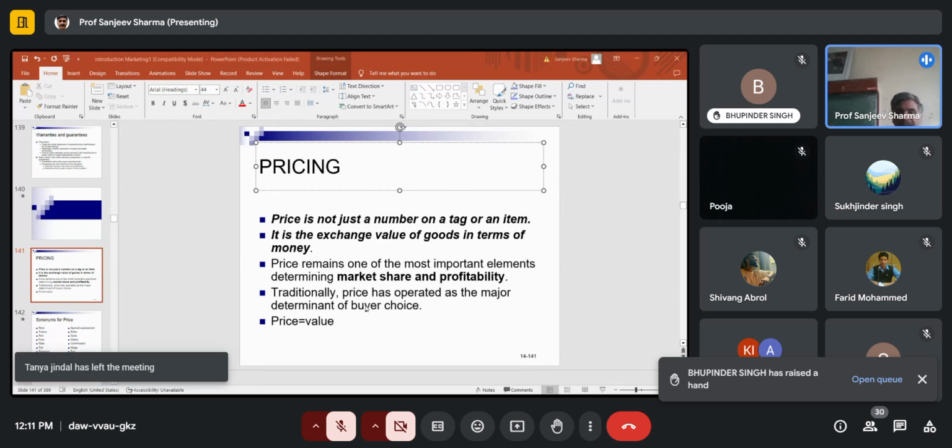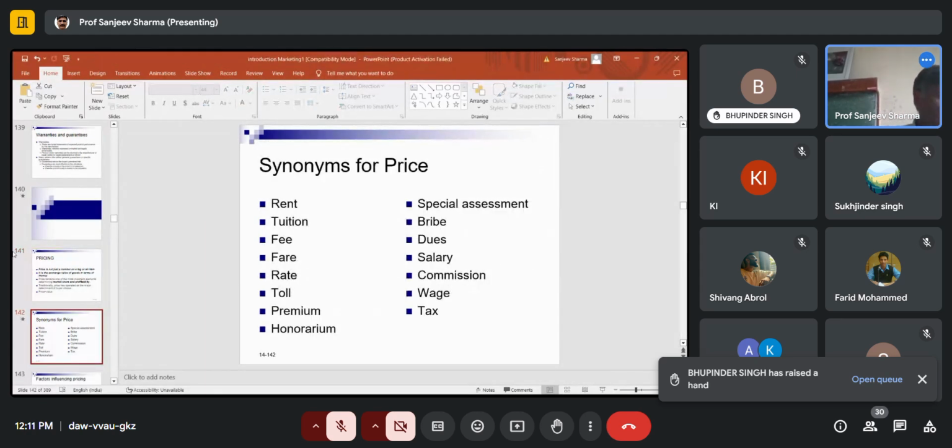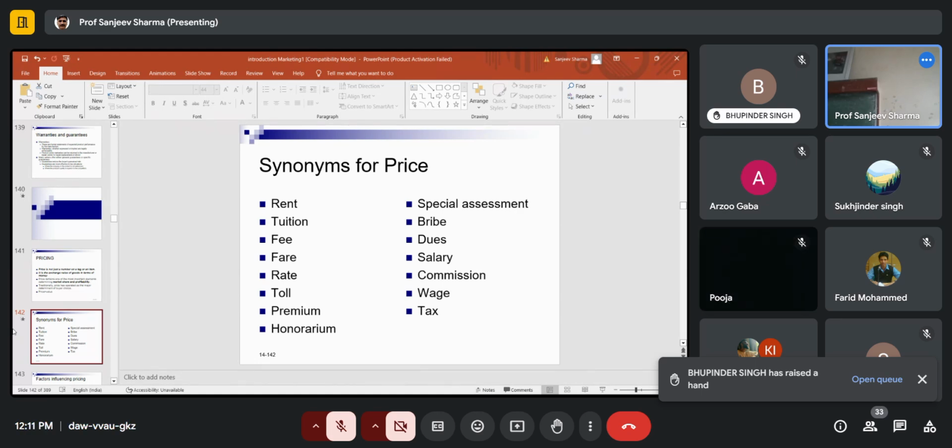Yesterday we had started with pricing. Because my friends are also online, I must keep them involved also. Okay, so it is pricing. We discuss pricing. There are three types of pricing.